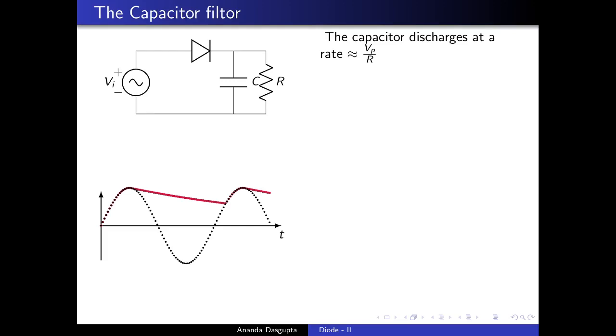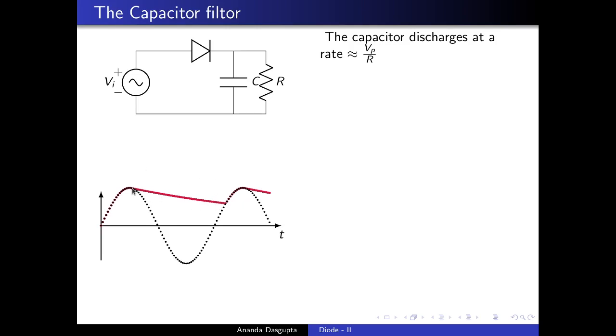However, as we have been saying, the capacitor will discharge rather slowly and will really not get a chance to discharge very much before the input voltage overtakes the capacitor voltage again. So as a result, we can take this as a pretty good first approximation, at least for the current delivered by the capacitor, as long as it is discharging.